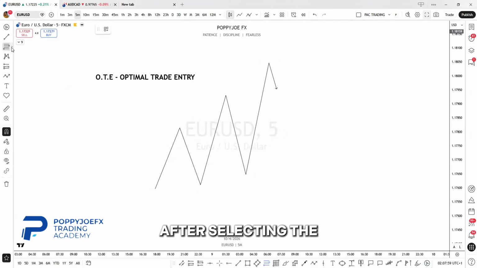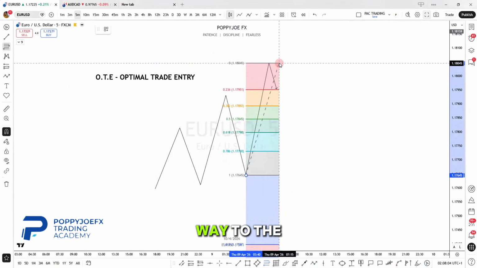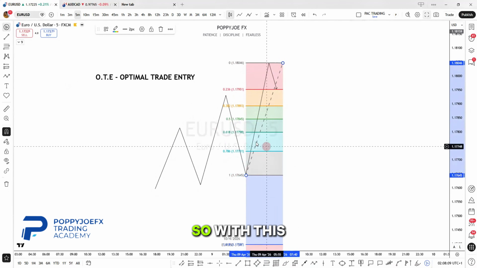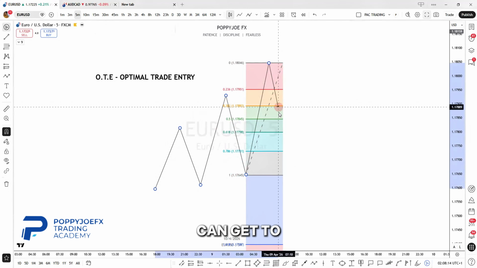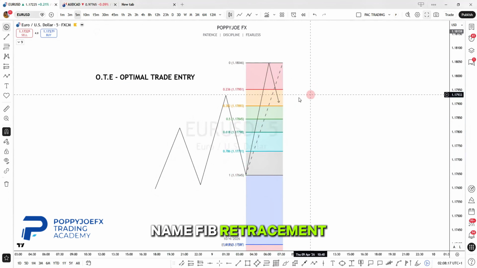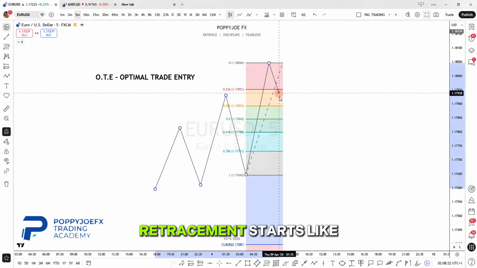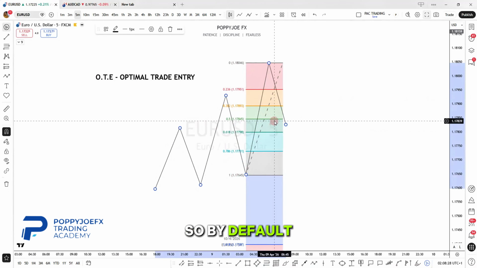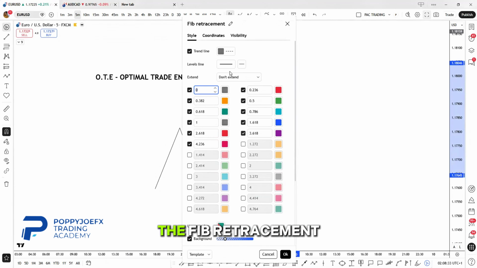After selecting the tool, you pick the start of the impulse and drag it all the way to the end of the impulse. That's how we use the Fib retracement tool normally. It then shows you different levels that your retracement can get to. According to the name, Fib retracement is used to know where a retracement is likely going to stop. When a retracement starts like this, you have several levels that the market can reach and bounce off. I'll just do this for the purpose of what we need the Fib retracement for.